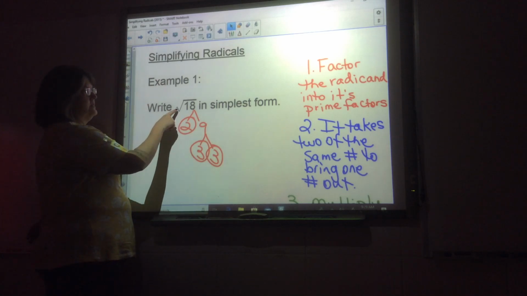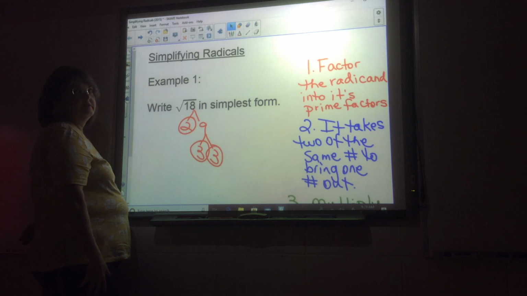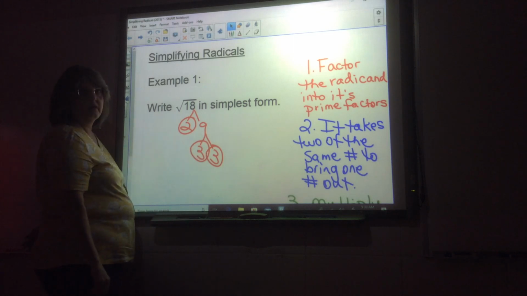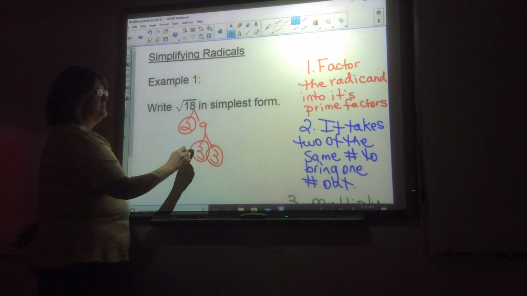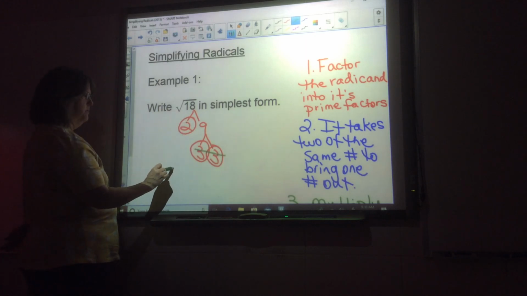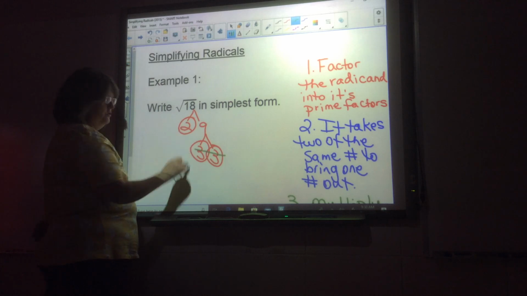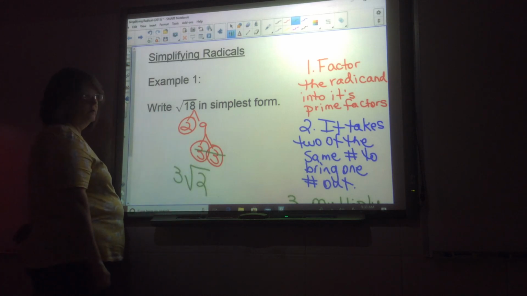Step 2: because this is a square root, there's an understood 2 here. It takes 2 of the same number to bring one out. The reason for that is because 3 times 3 is 9, and the square root of 9 is 3. So it takes 2 of the same number to bring one out. So I'm going to bring 3 out, and then whatever is left over, this 2, goes back inside, up underneath the radical as a radicand.